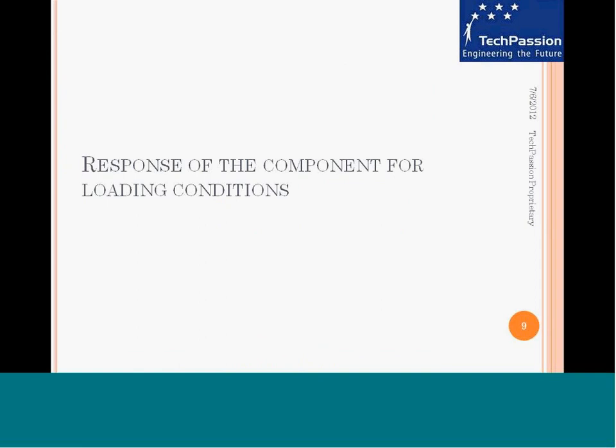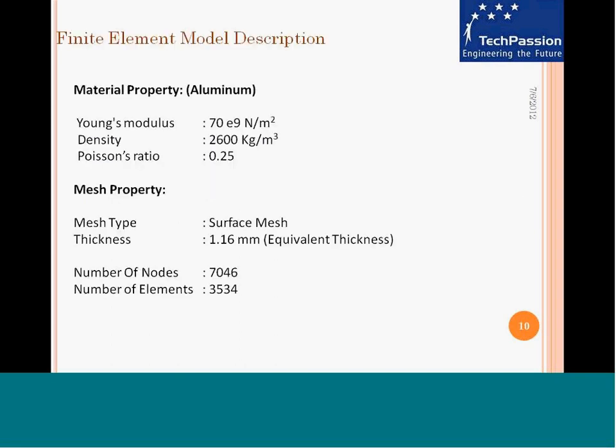Now let's move on to how do we use this to get to our goal of actually estimating the life of the component. So the first thing is studying the response of the component for real loading conditions. And the way we would do it is through simulation. So the first step is to build a finite element model which represents the component. It's made of aluminum alloy with a Young's modulus of 70 gigapascal and density 2,600 kilogram per meter cube and Poisson ratio 0.25, and we build a surface mesh of the component. The elements have a thickness of 1.16 millimeters, and after complete discretization, the model has about 7,000 nodes and 3,500 elements.